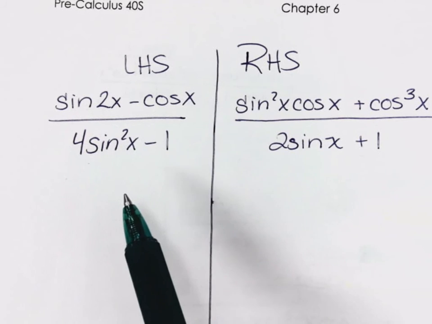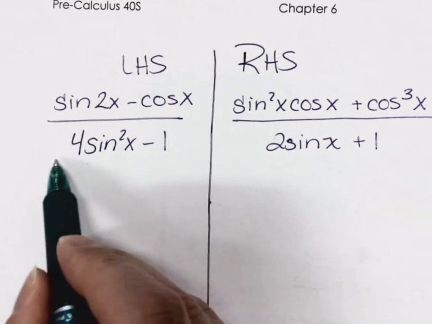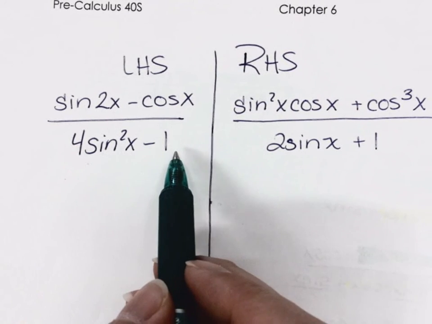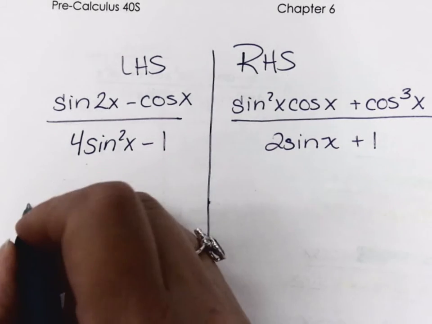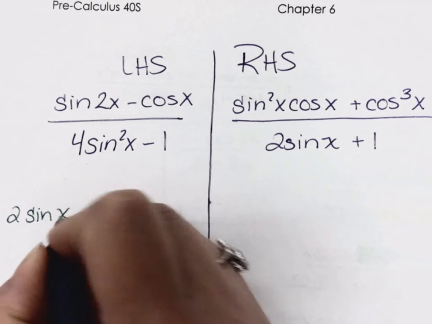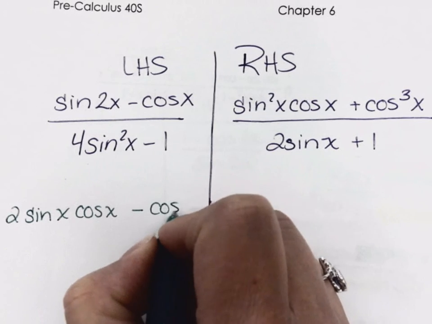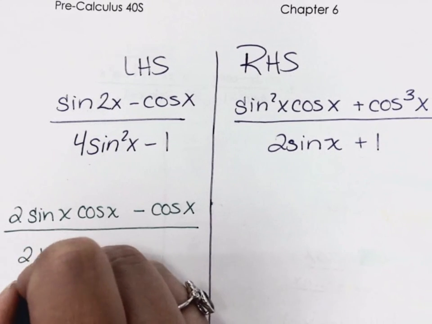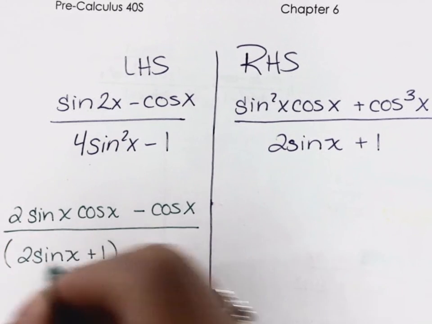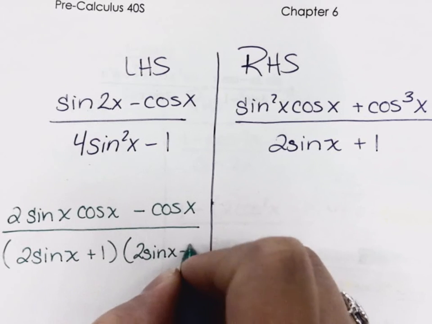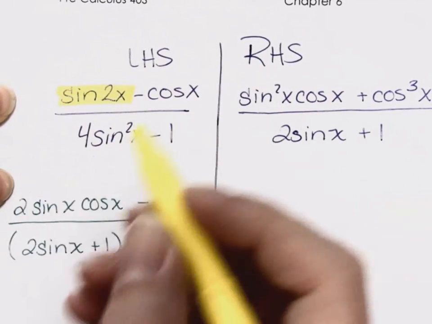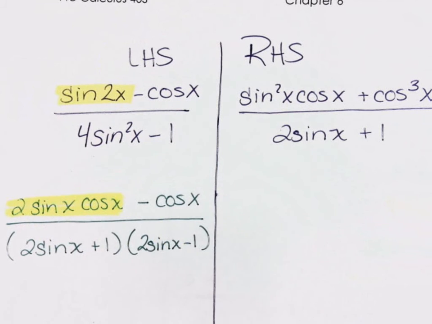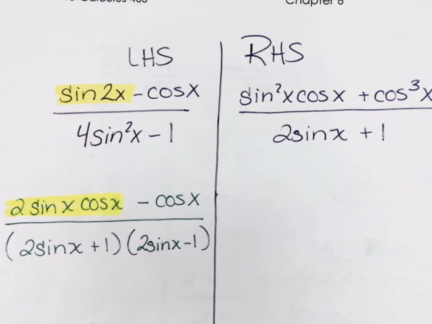So the left-hand side is actually kind of nice. In the denominator, it's a perfect square in the front, a perfect square in the back, and they're separated by a subtract sign. So we're going to substitute in its identity: 2 sine x cos x minus cos x over 2 sine x plus 1, 2 sine x minus 1. All I did on my formula sheet was take this and replace it with its identity. Those are right from the formula sheet.